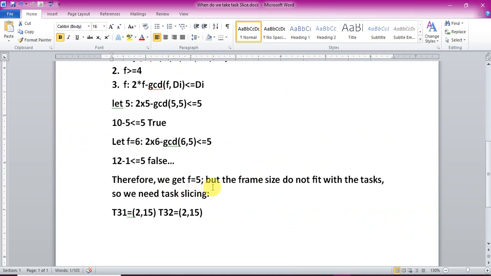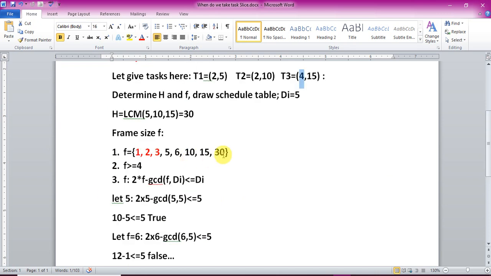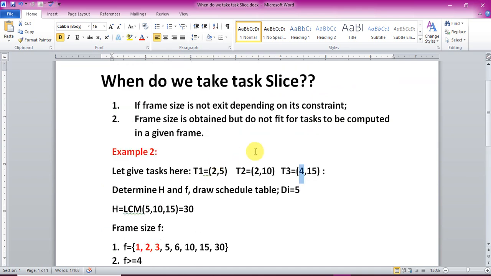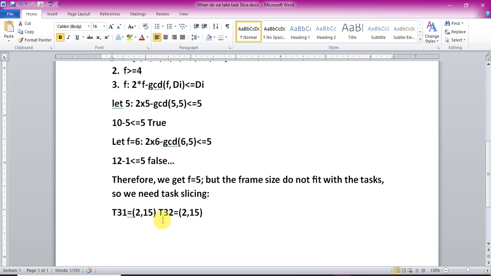Therefore, we get 5, but the frame size does not fit the tasks. So we need task slicing. What we can do is, for the larger completion time of task 3, we can divide it into 2 or more parts. Here I divide T3 into T3,1 (2, 15) and T3,2 (2, 15). Those 2 units should be computed only in the given 5 units only, so that it can be computed correctly.